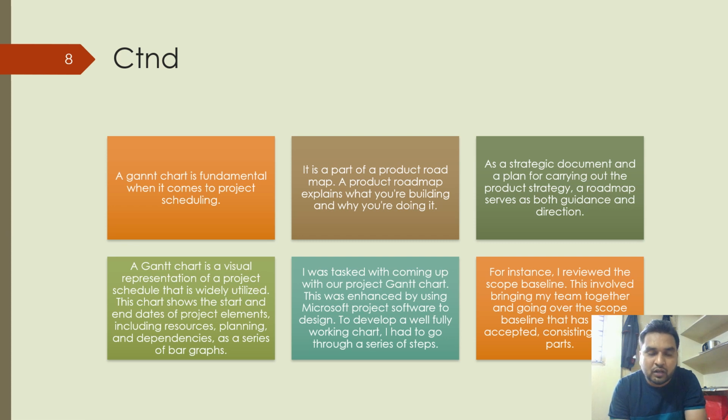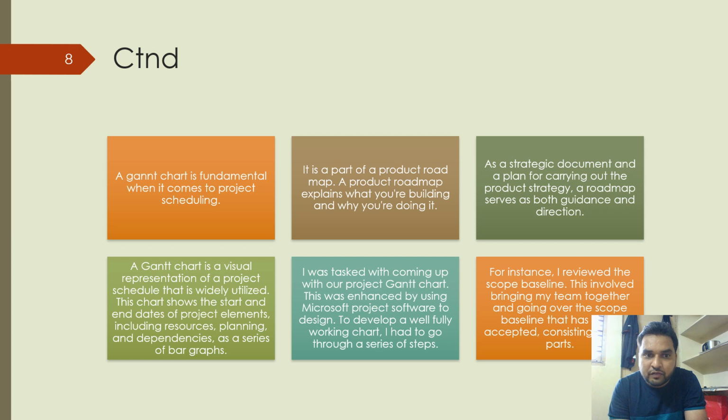This is a continuation to the previous slide. A Gantt chart is fundamental when it comes to project scheduling. It is a part of a product roadmap. A product roadmap explains what you are building, and why you are doing it. The third point is that it is a strategic document and a plan for carrying out the product strategy. A roadmap serves as both guidance and direction.